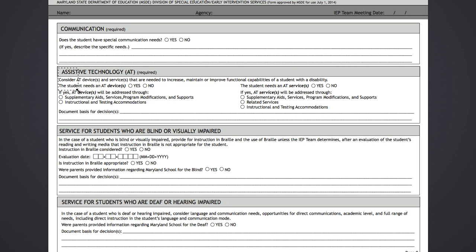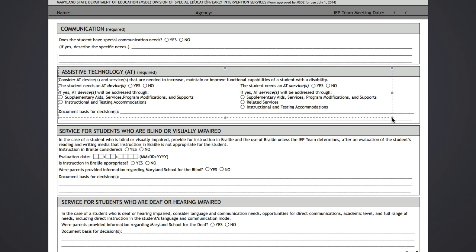And again, the communication section and the assistive technology section must be considered at least annually by the IEP team, even if the student has not had information included here before. The IEP team always needs to consider whether or not this is relevant at the time. So the IEP team will consider whether an assistive technology device or service is needed to increase, maintain, or improve the capabilities of the student.